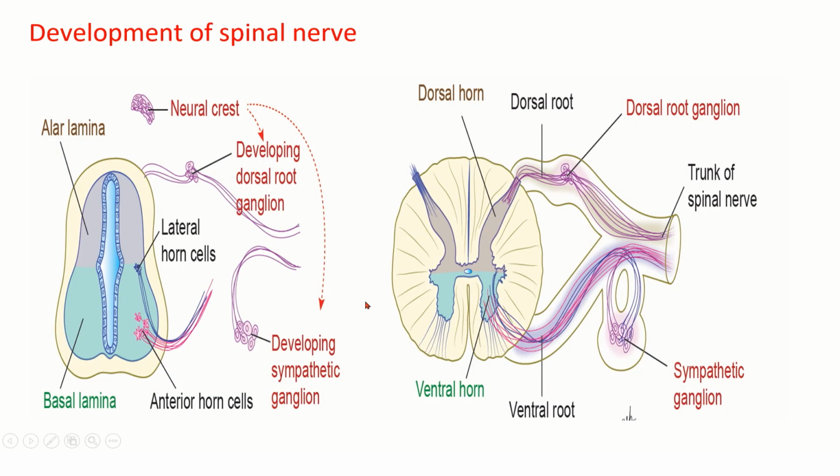Now you can see here, this is the development of the spinal nerve. The spinal nerve will have motor fibers and sensory fibers. The sensory fibers are derived from the dorsal root ganglion neurons, which are derived from neural crest, whereas motor fibers are derived from the anterior horn cells, which develop from the basal lamina. You can also see the white and gray rami communicantes and the sympathetic ganglion, which are derived from the neural crest cells. So the sensory fibers are derived from the neural crest cells, whereas the motor fibers of the spinal nerve are derived from the anterior horn cells, which develop from the basal lamina.